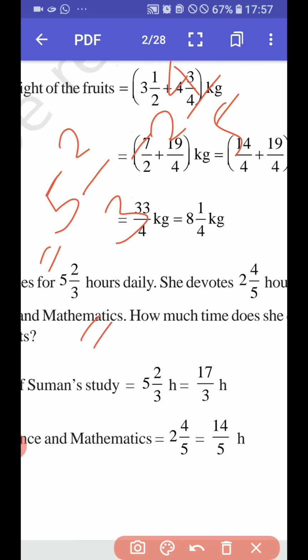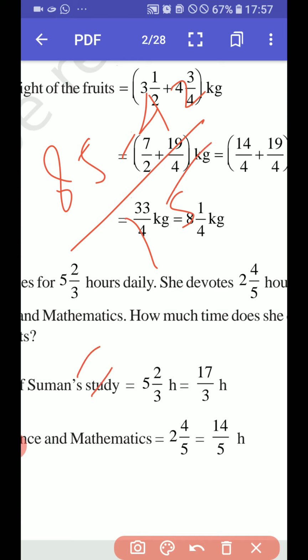Now 85 minus 42 upon 15 equals 43 upon 15. 43 upon 15 is your required answer.